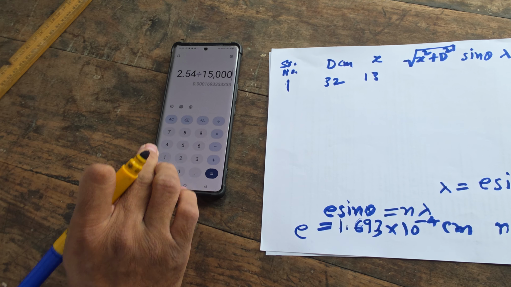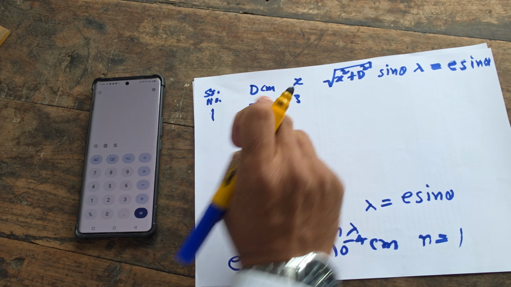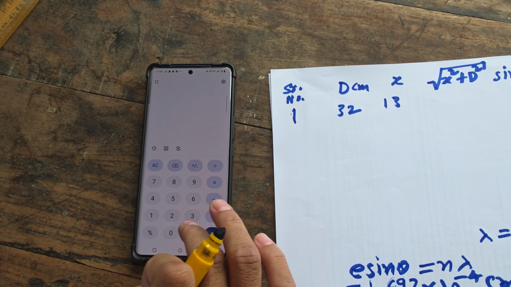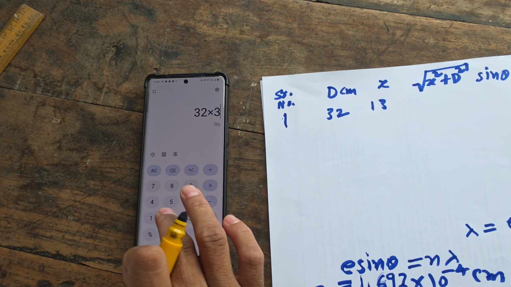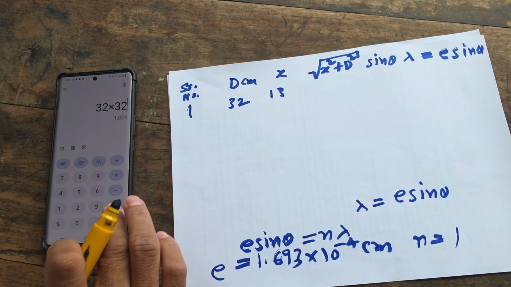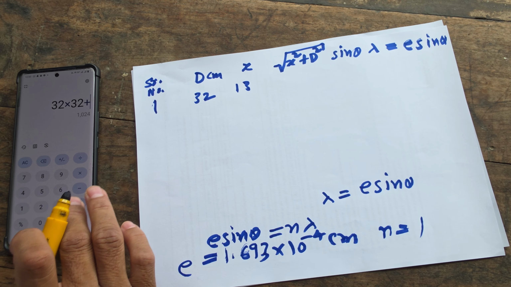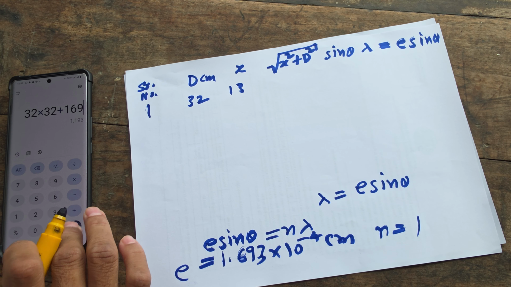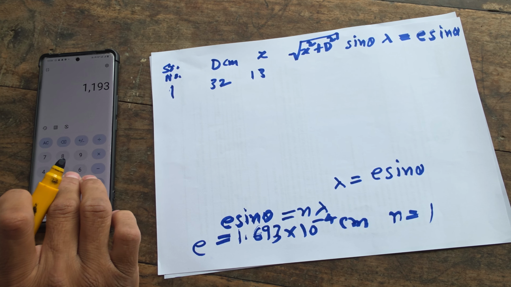Yes, so we will just find out 13 square plus 32 square. So I will find out 32 into 32 first. It comes out to be 1024, and then we have to add 13 into 13, that is 169. So it comes out to be equal to 1193, and then we have to take a square root of this.